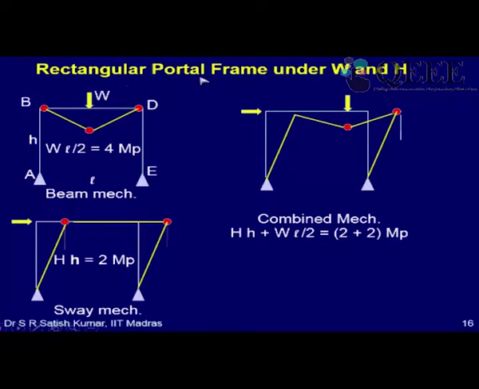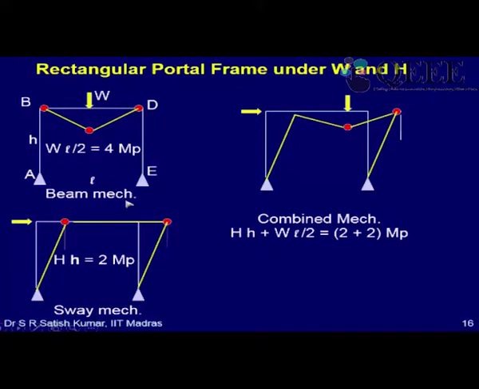When it comes to a rectangular portal frame with, let's say, a pinned base, again it's almost like a fixed beam, so 2 or 3 hinges will have to form for this to become a mechanism. Let's assume that it is under the action of W and H. So there are 2 loads which are acting, one is the W at midspan, one is H. So what we do is we try to break this into individual mechanisms.